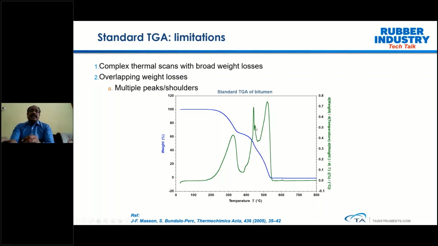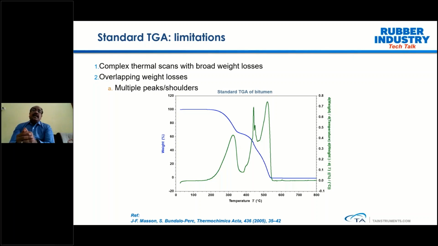Like you can see here, the sample is showing a multiple decomposition pattern, and it is also overlapping. When you do the compositional analysis, you should know the onset and endset of decomposition, so that you can easily calculate the associated weight loss. But in this case, since the transitions are overlapping, it is a bit difficult to calculate when exactly the decomposition is starting. On many occasions, we may have this kind of challenge when running TGA samples.